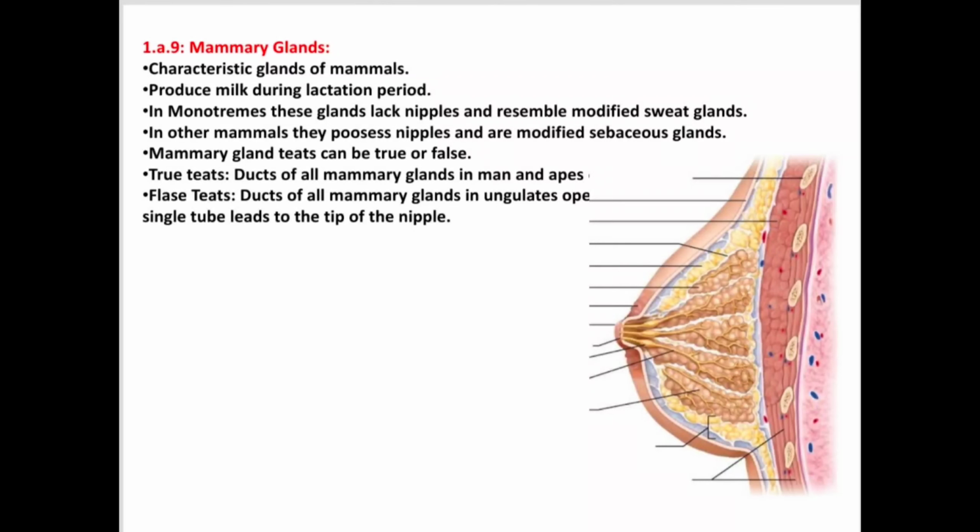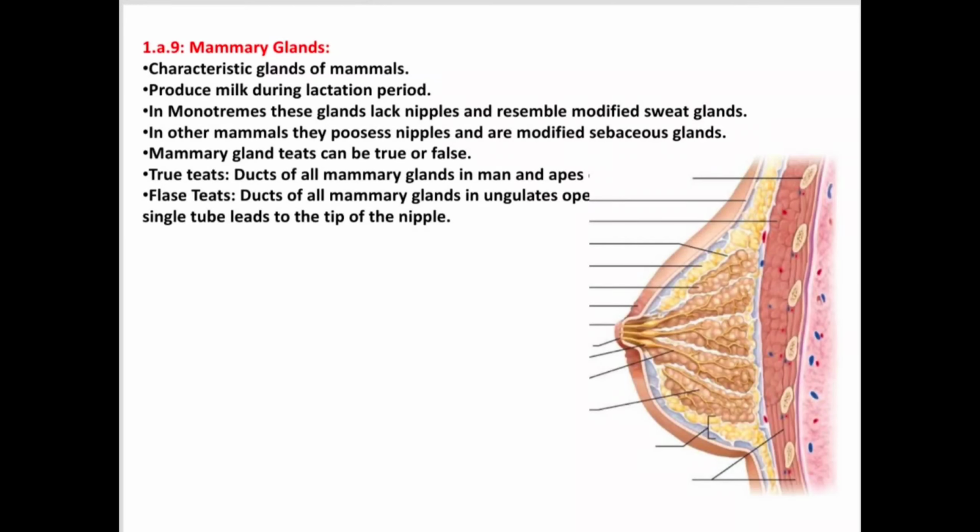The mammals that possess nipples, they are modified sebaceous glands, whereas the nippleless or teatless, they are the modified sweat glands. The teats or nipples may be true or false. The true teats contain all the gland openings at or near the surface of the teat, whereas in false teats, all ducts empty into one bag-like cistern from which a single tube leads to the tip of the nipple. True teats are found in man and apes, whereas false teats we can see in these ungulates.